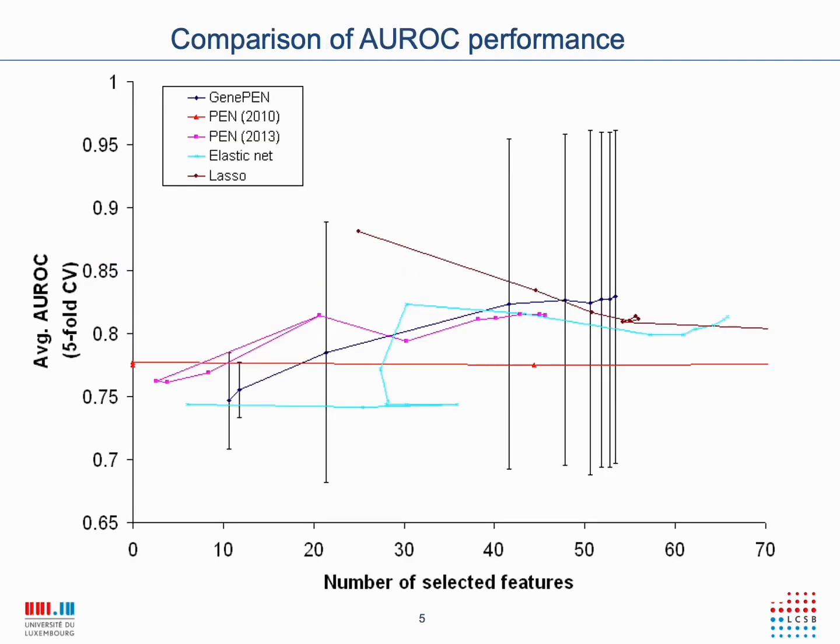We first compared the predictive performance of GenePEN and other representative approaches on a test dataset, assessing the average area under the receiver operating characteristic curve in a 5-fold cross-validation for different numbers of selected features. In this evaluation, we obtained similar results for GenePEN compared to the benchmark approaches within one standard deviation from one another.